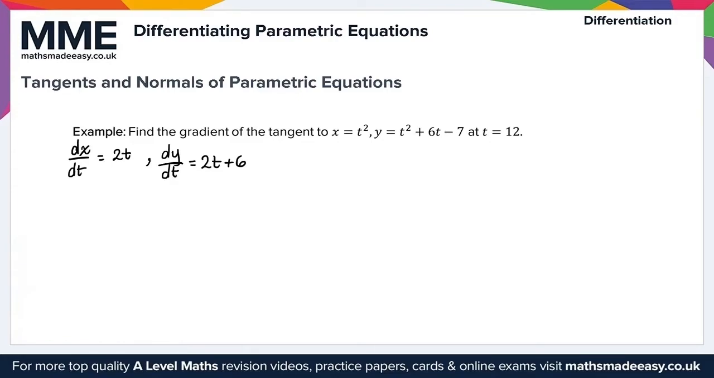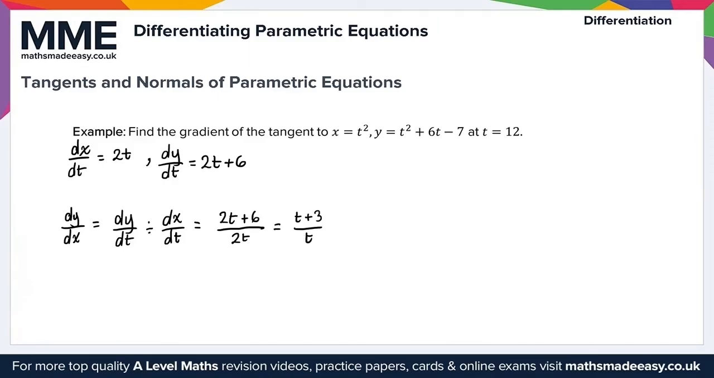Now, as we're looking for the gradient of the tangent, we just need dy by dx. So to find dy by dx, we use the fact that this is dy over dt divided by dx over dt. We know dy over dt is 2t plus 6, and we're dividing this by dx over dt, which is 2t. We can easily simplify our dy over dx by dividing both numerator and denominator by 2, and we simply obtain t plus 3 over t.